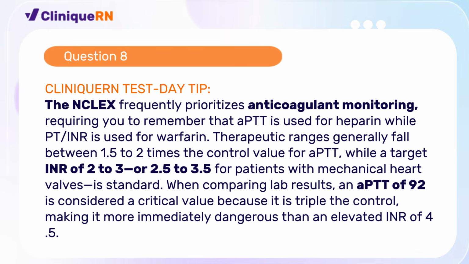The NCLEX frequently prioritizes anticoagulant monitoring, requiring you to remember that APTT is used for heparin, while PT/INR is used for warfarin. Therapeutic ranges generally fall between 1.5 to 2 times the control value for APTT, while a target INR of 2 to 3, or 2.5 to 3.5 for patients with mechanical heart valves, is standard. When comparing lab results, an APTT of 92 is considered a critical value because it is triple the control, making it more immediately dangerous than an elevated INR of 4.5.